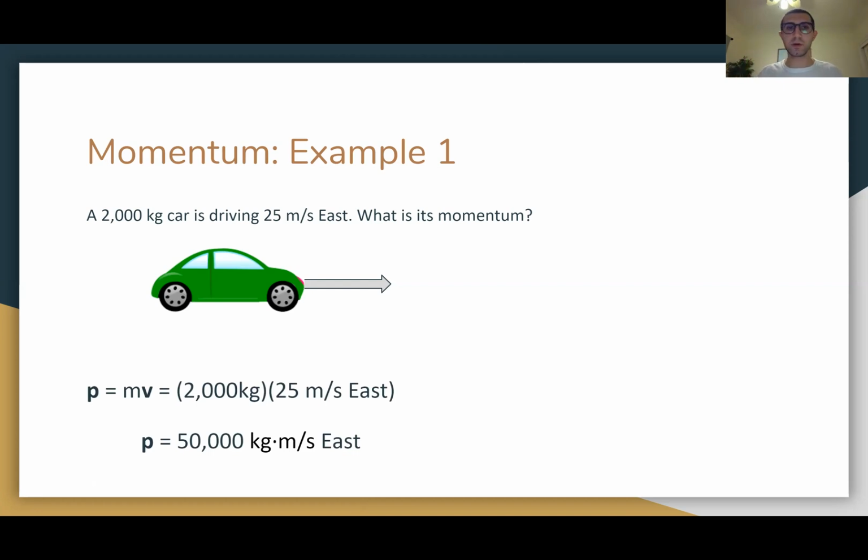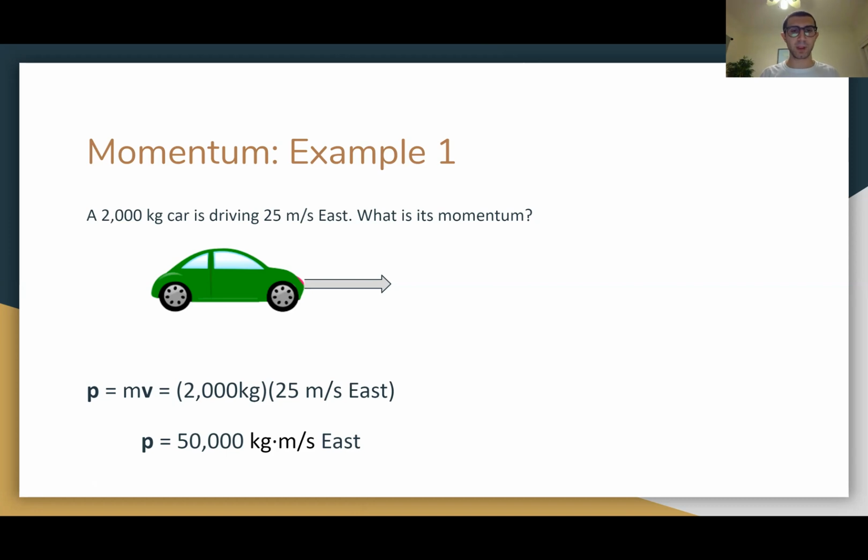Well, we know that the momentum of an object is equal to the mass times its velocity. And we were given those two quantities, so we multiply them together, and we get an answer of 50,000 kilogram meters per second east. Now the units of momentum are kilogram meters per second. There is no fancy unit for momentum, it's just the units of mass times the units of velocity. And it is important to denote direction when signifying the momentum, because momentum is a vector, right? Momentum is a vector quantity. It means it has a magnitude and a direction.